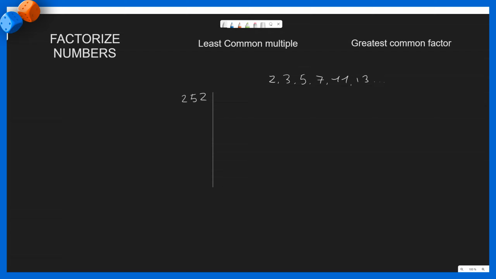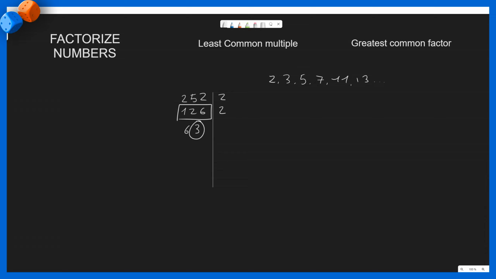In this case, as 252 is an even number, we can divide it by 2. And here, we will write the result of dividing 252 by 2, which is 126. And we will keep going until we get a 1. 126 is also divisible by 2. Here we get a 63.